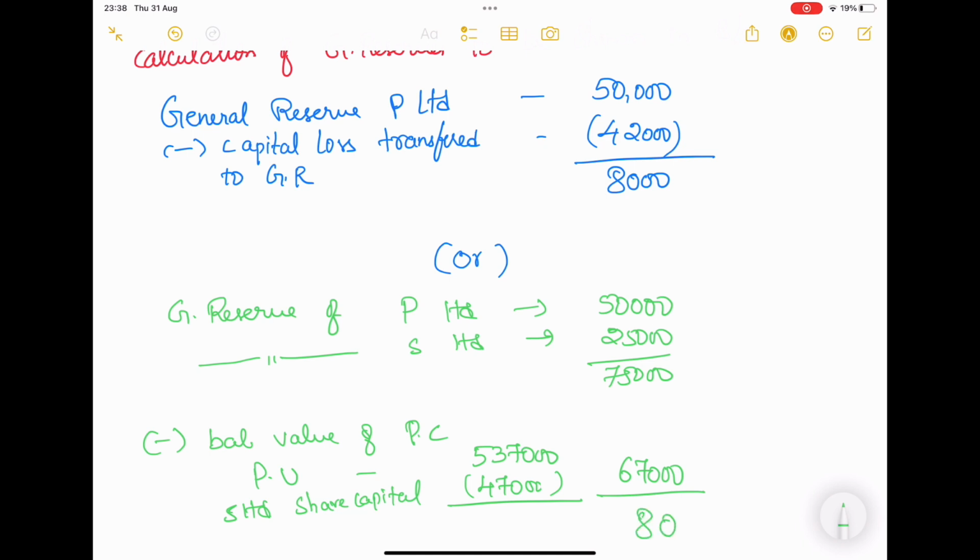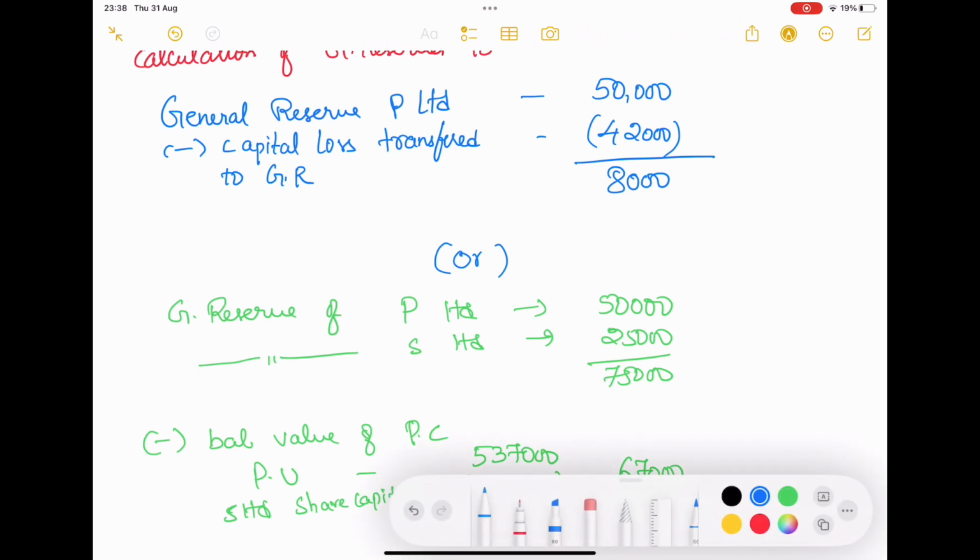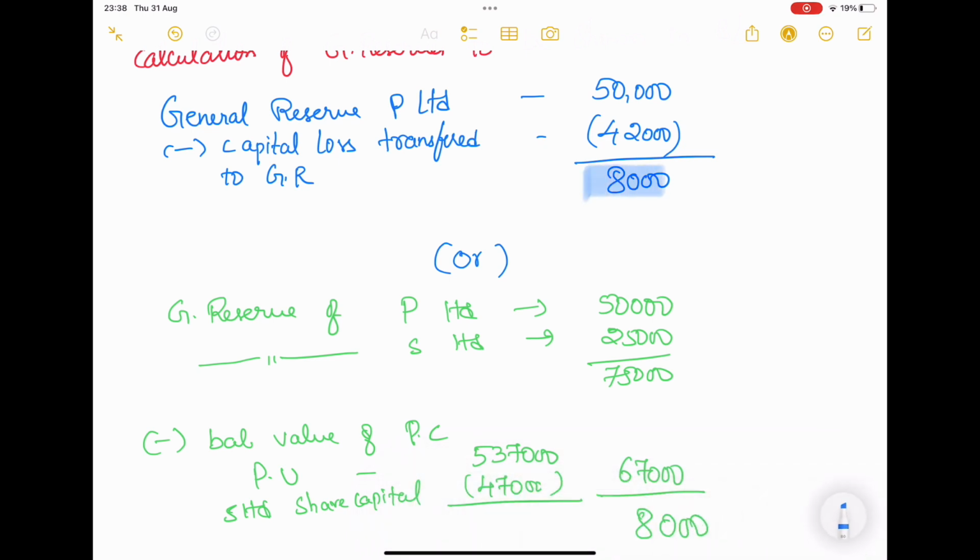So both the methods are correct, but in a different format. In both, you should have the same value of 8,000 while calculating things. See, 8,000, isn't it? So the value of general reserve should be maintained as 8,000 in the balance sheet. Okay, so now we'll solve the balance sheet.